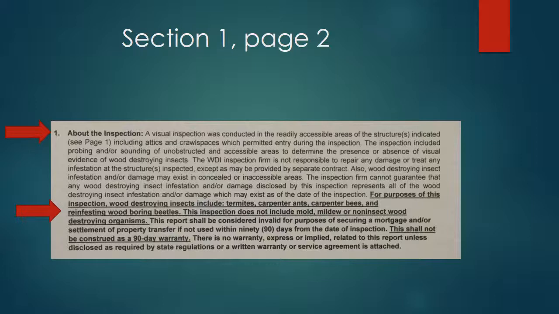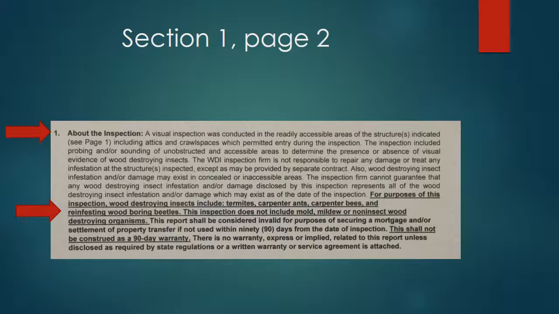Also, wood-destroying insect infestation and or damage may exist in concealed or inaccessible areas. The inspection firm cannot guarantee that any wood-destroying insect infestation and or damage disclosed by this inspection represents all of the wood-destroying insect infestation and or damage which may exist as of the date of the inspection. Let's stop right there. That's a lot of information to chew up all at once. Just remember that first line, a visual inspection was conducted in the readily accessible areas of the structure.